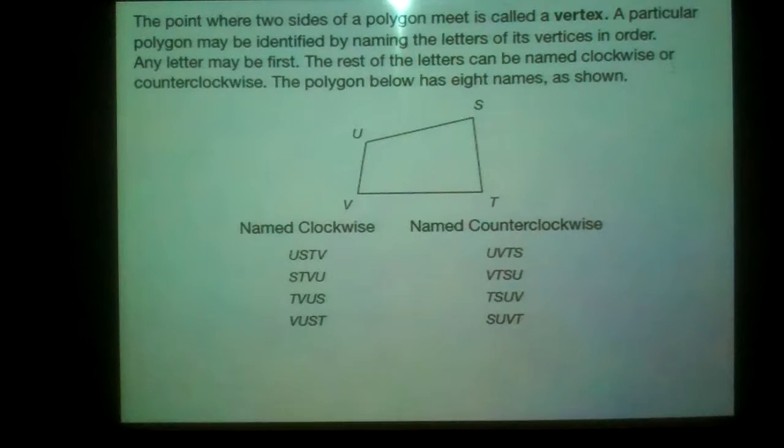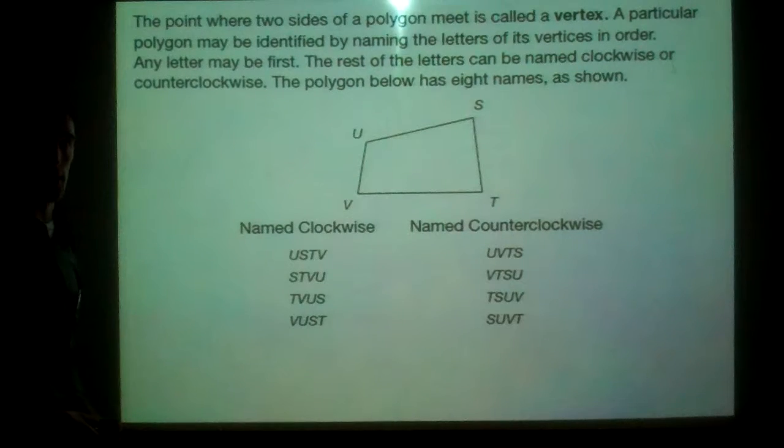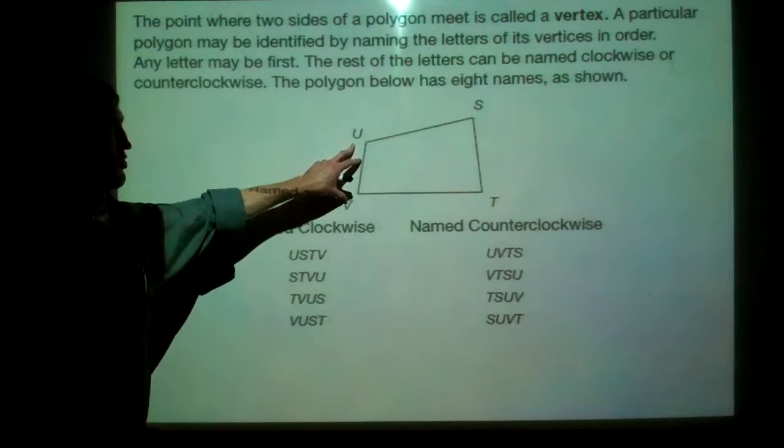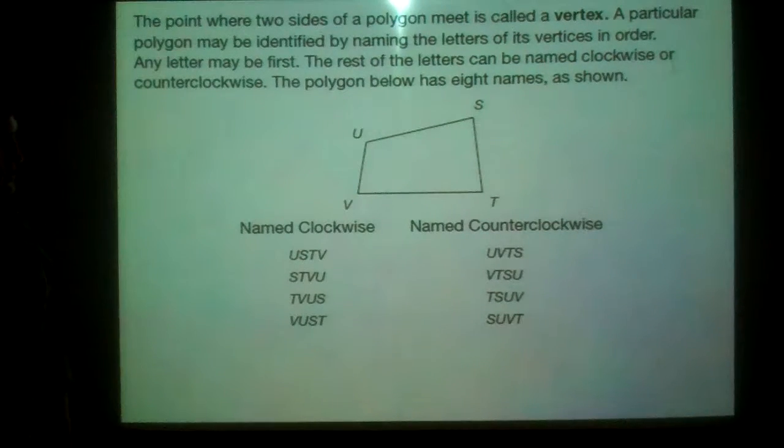Alright, so where two sides of any polygon meet, or a corner, such as S, U, V, or T here, we call those vertices, plural. So U, S, V, and T would all be vertices of this quadrilateral. And in order to name a shape, we can just take those vertices and list them off in order. So this would be, if we were going clockwise, U, S, T, V.